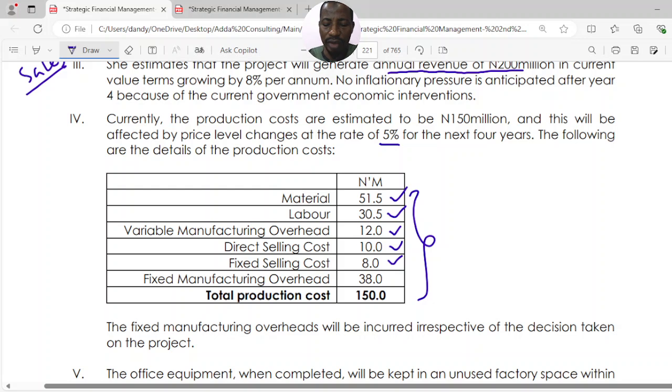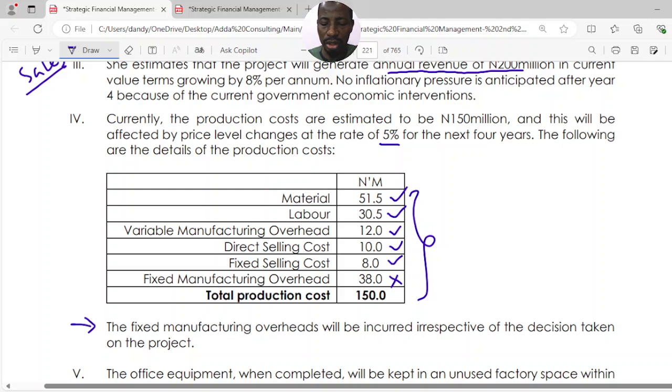Fixed manufacturing overhead. Since there is no additional information on the fixed manufacturing overhead, ignore it. Now, there's additional information the examiner has told us. We are told that the fixed manufacturing overheads will be incurred irrespective of the decision taken on the project, meaning that it will not change. Since your fixed cost will not change, therefore, it is irrelevant. You ignore it.